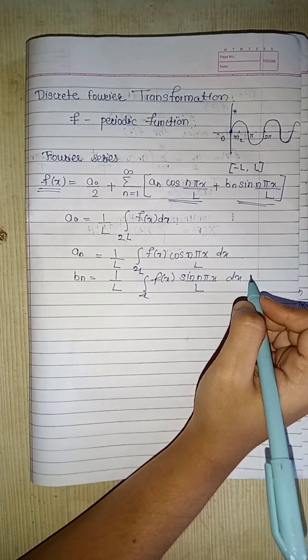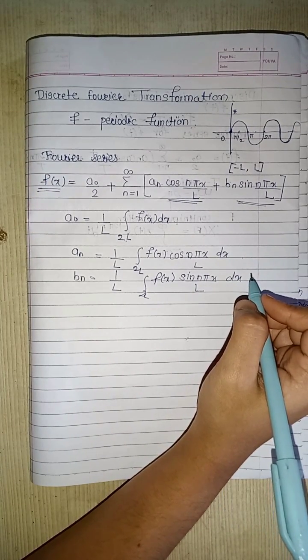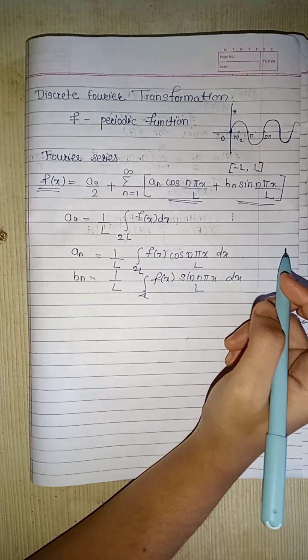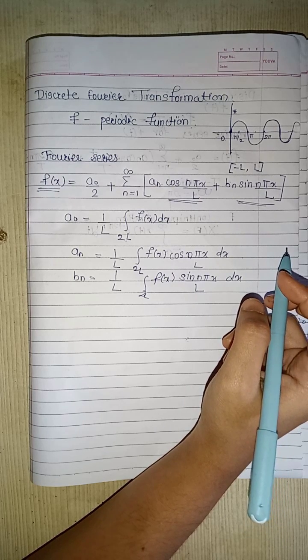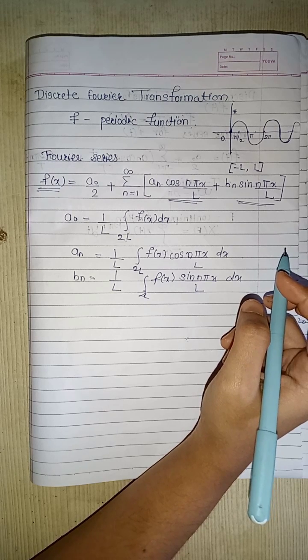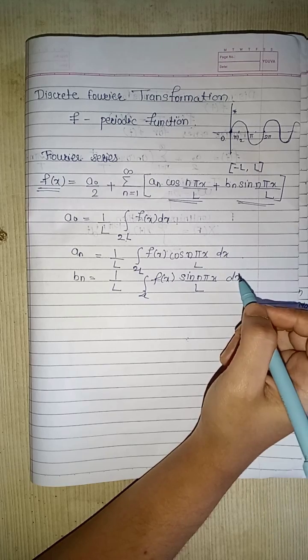There is no need to learn this formula by heart. This is not in your syllabus. This is just a simple introduction for you. So this is what a Fourier series is. If you are given any periodic function, you can convert it into an infinite series, which is represented in the form of sine and cosine.